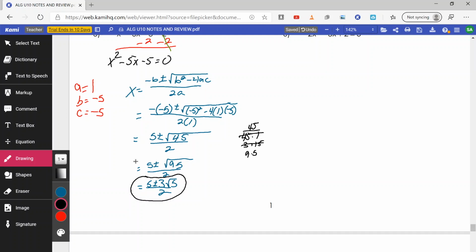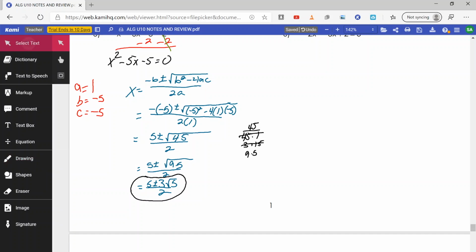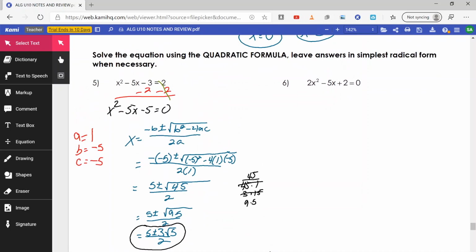So again, I cannot add 5 and 3 because the root 5 is attached to the 3. So it's not the same type of number. So I'm going to leave it as 5 plus and minus 3 root 5 over 2. So there is my answer using the quadratic formula in this problem.